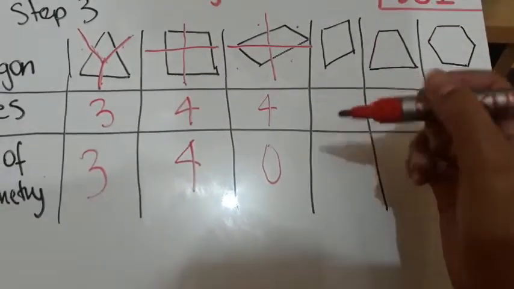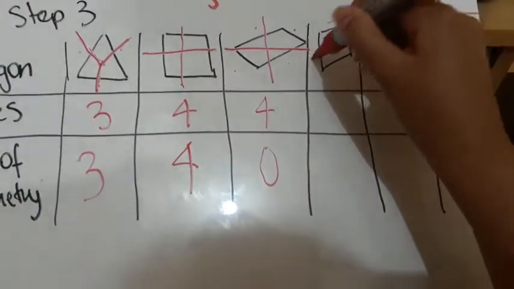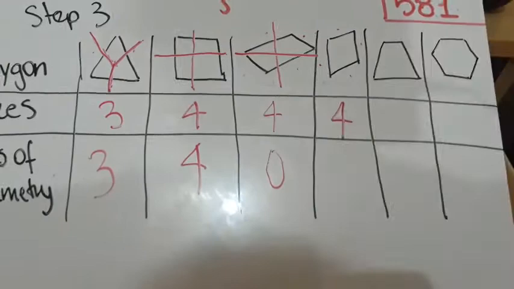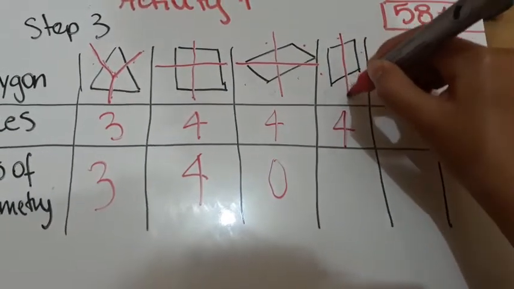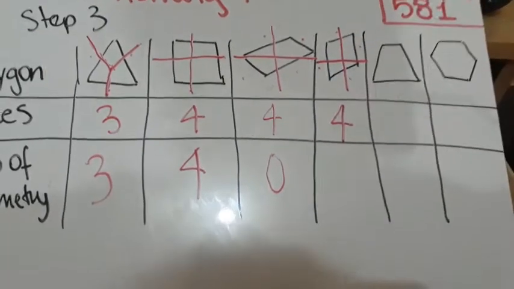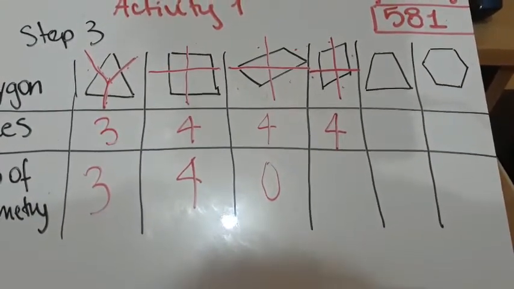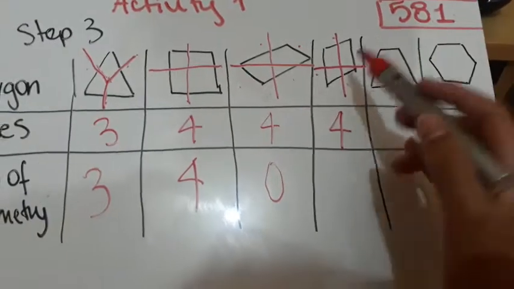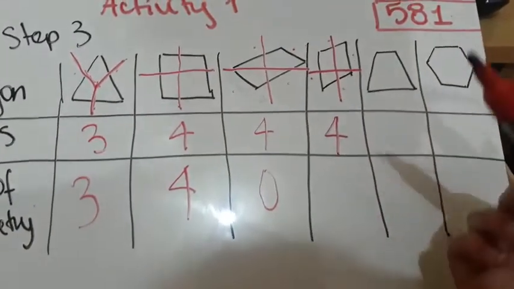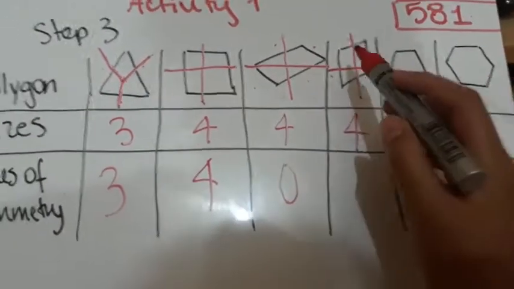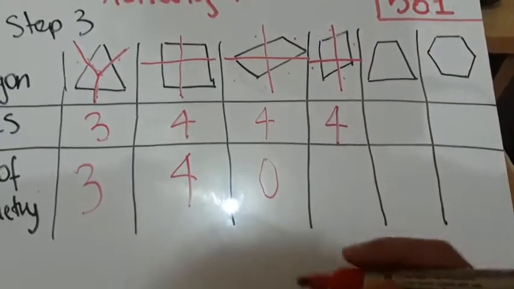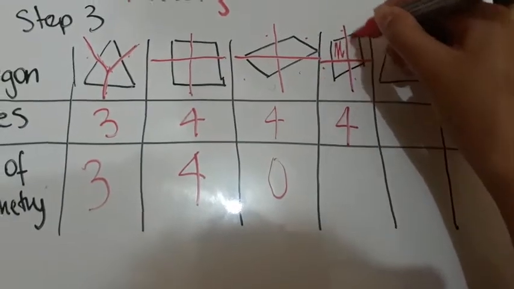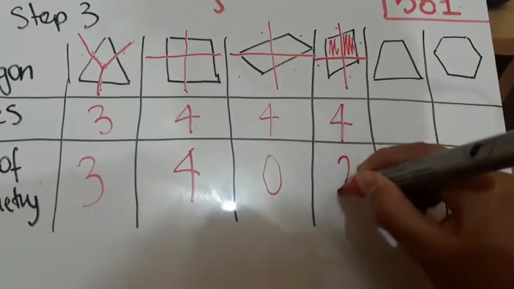Okay, let's go with the rhombus. We're going to count the sides. 1, 2, 3, 4. Okay, we are going to make a line of symmetry. Okay, if you can notice, these two are not similar, but these two are similar, can be the same. So we have only 1 and 2 parts.